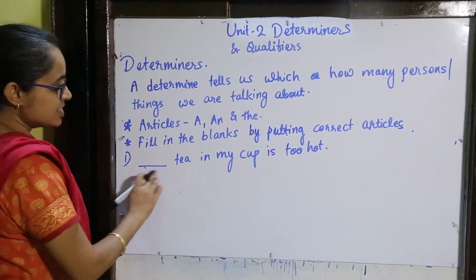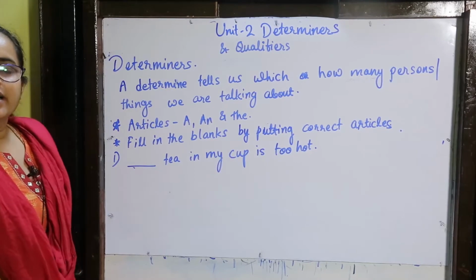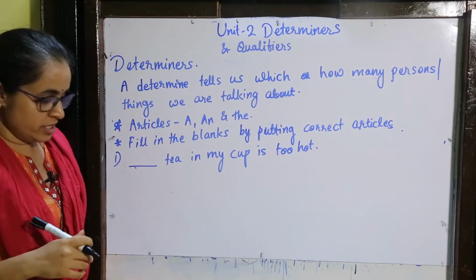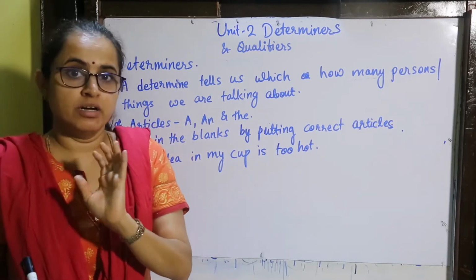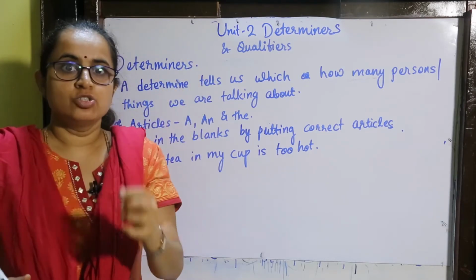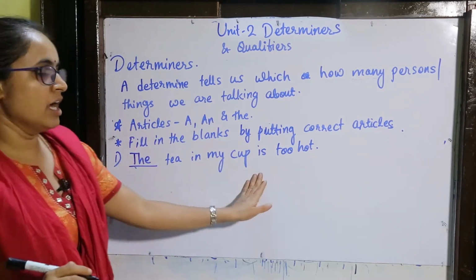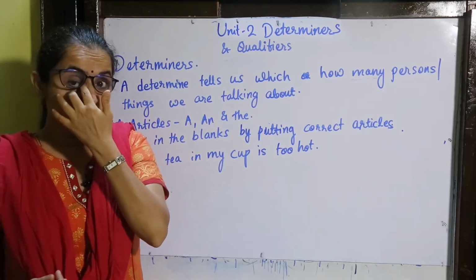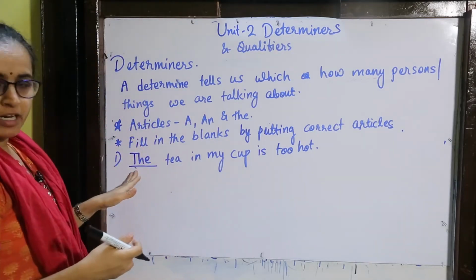For example: dash tea in my cup is too hot. Now here you cannot write a tea. Why? Because tea is not one; tea is a group of leaves. So you have to write the tea: the tea in my cup is too hot. Because tea is actually a group of leaves which boils and you make the tea. So here the tea will come.